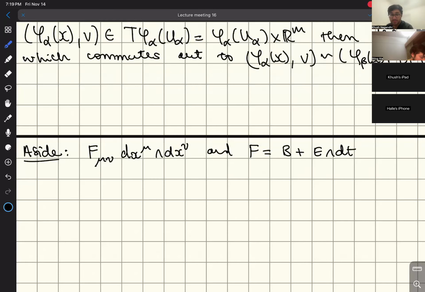Wait, sorry. When you say it's a two form, I can see how it's a two form this way, but is F mu nu itself a two form, or is it only F mu nu dx wedge dx? These F mu nu are just components of the two form. So we would write it as F mu nu, but what we really mean is the components of it. Yeah, when we see F mu nu, we're actually talking about components.